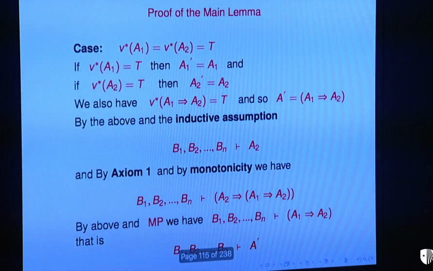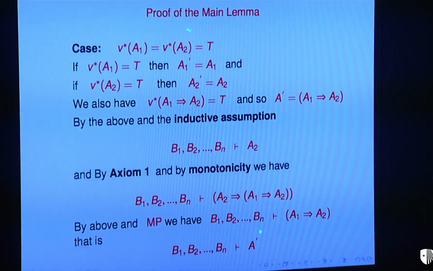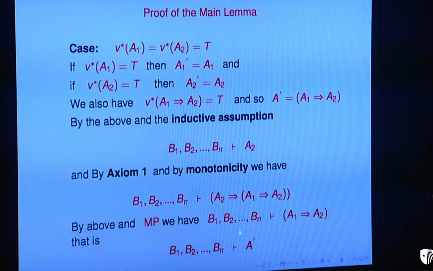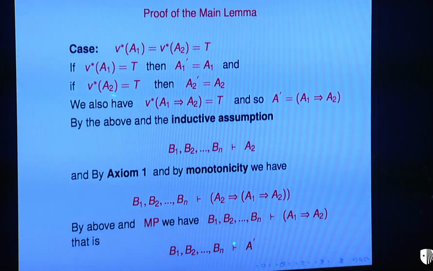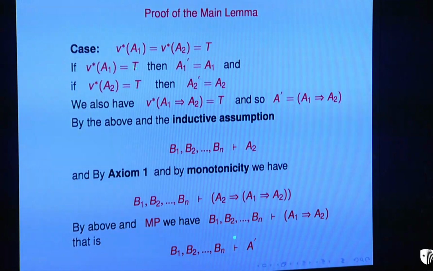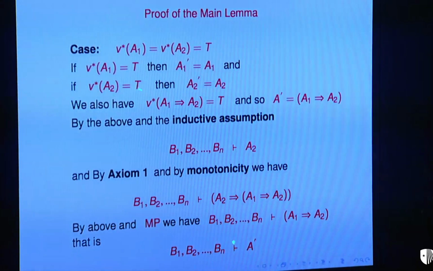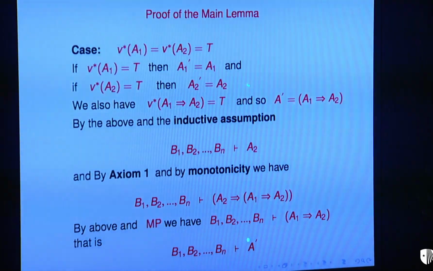So now I have cases. If A1 evaluates to T, so A1 prime is A1, and the same, A2 evaluates to T, so A2 prime is A2.